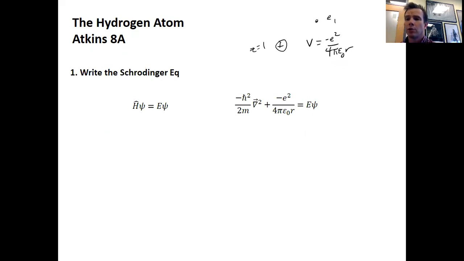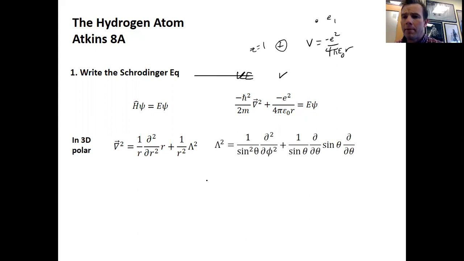So first step is to write the Schrodinger equation. H psi equals E psi. H is a Hamiltonian operator. It has a kinetic energy term, and it has a potential energy term, V. H psi equals E psi.